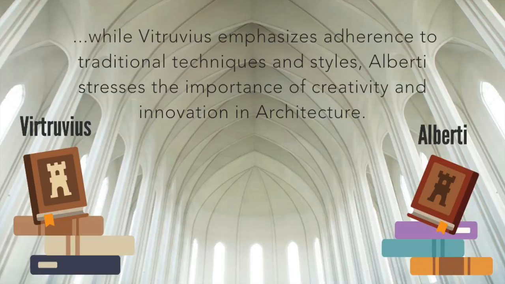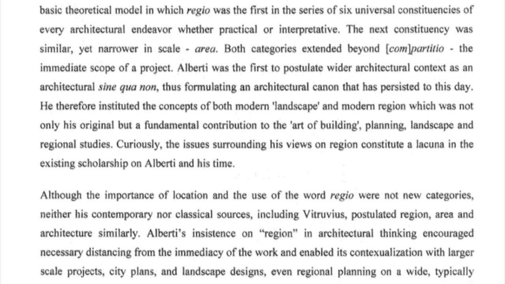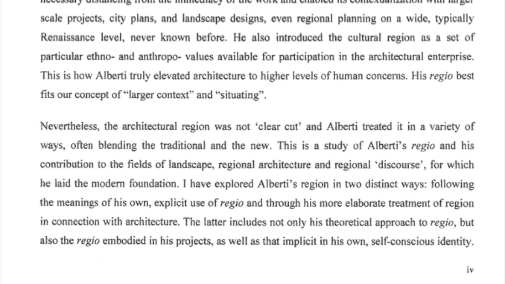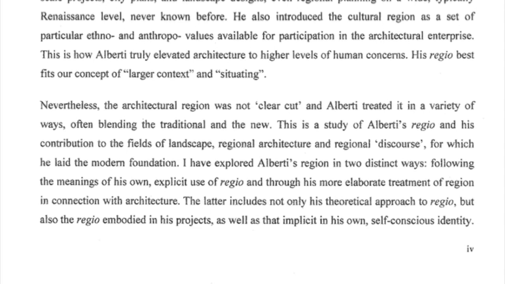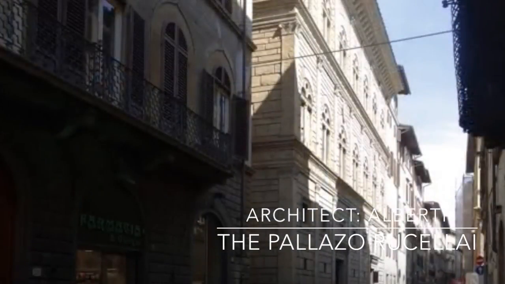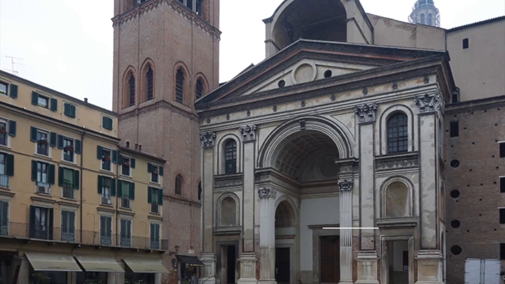The contrasting feature between these seemingly similar works is this. While Vitruvius emphasizes adherence to traditional techniques and styles, Alberti stresses the importance of creativity and innovation in architecture. In an argument made by Gordana, Anna, Kosevich, Lafebvre, Alberti was the first to postulate wider architectural context as an architectural sine qua non, thus formulating an architectural canon that has persisted to this day.